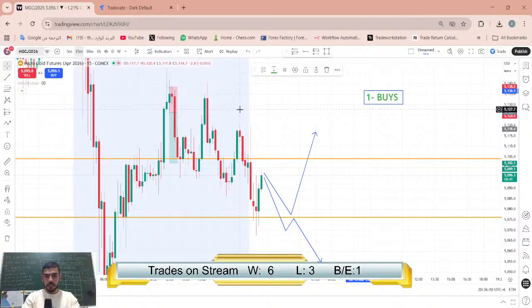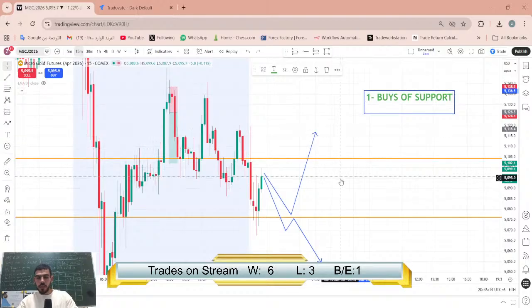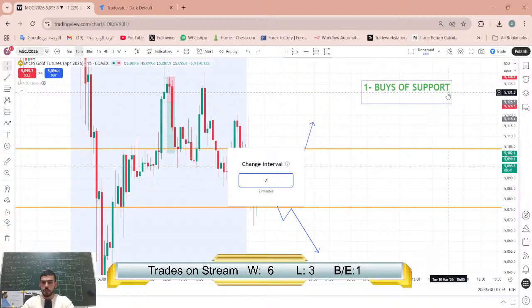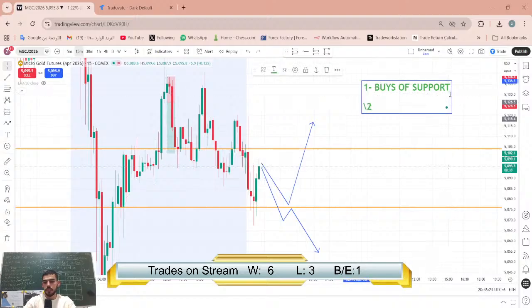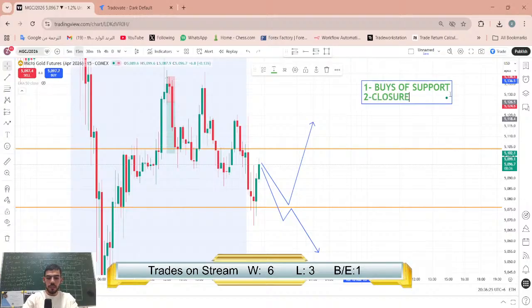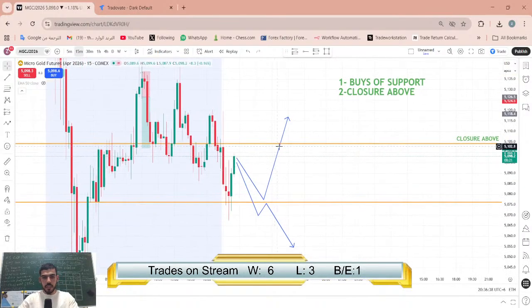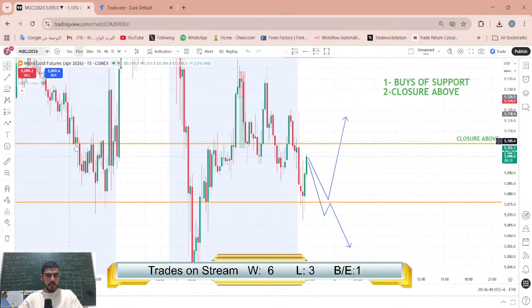Buys of support. And on the second case, closure above right here. Write it so it will be clear for everyone. Closure above, we can take buys.